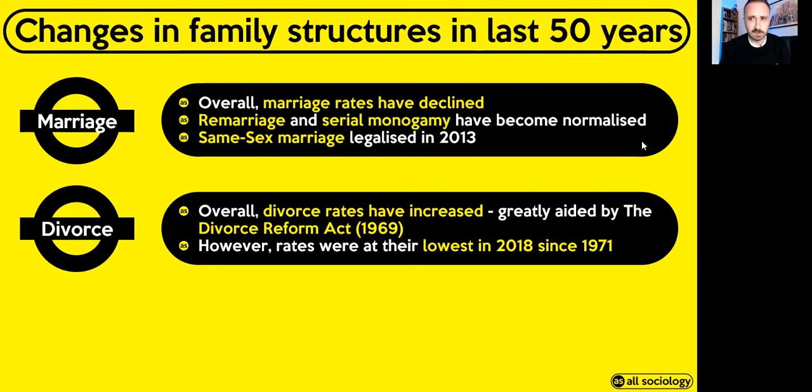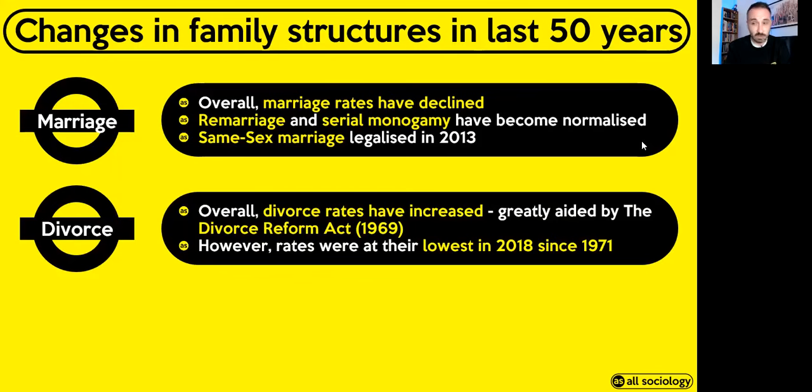But the thing we want to say as well about this, like the marriage rates going down, it's not just been a complete downward trend. There are some almost like green shoots of hope. So one of the things we can talk about particularly is that the rates of divorce were at their lowest 2 years ago in 2018 that they had been since 1971.